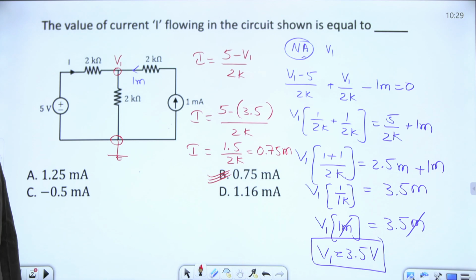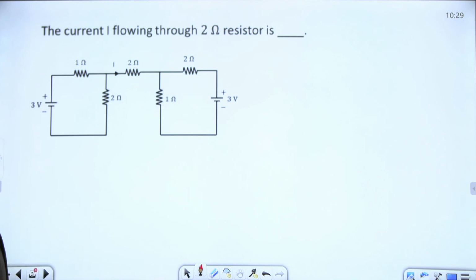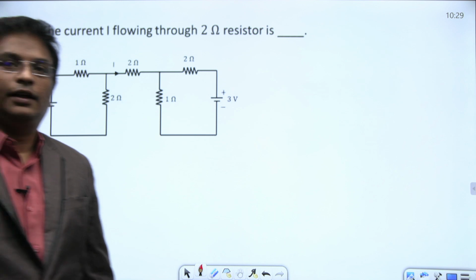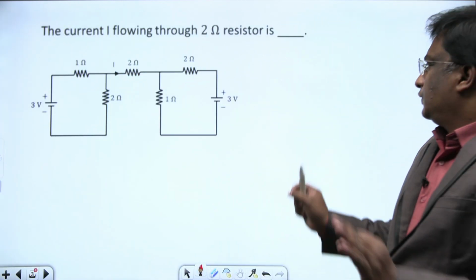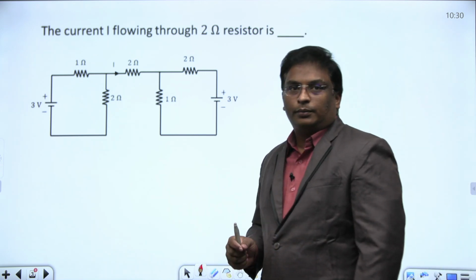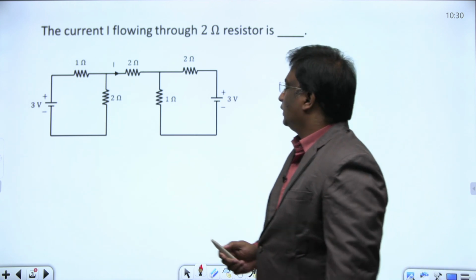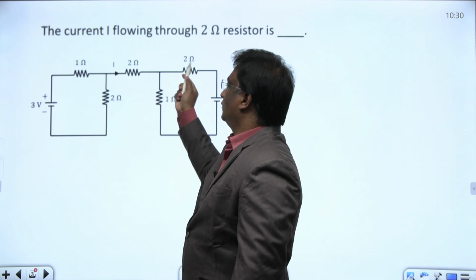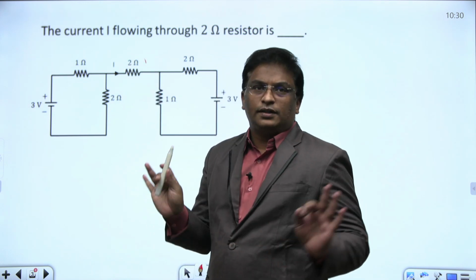Simple question asked recently. Let's move on to the next question. The current I flowing through the 2 ohm resistor is... They are asking what is the current flowing in the 2 ohm resistor. Simple, common sense. No need to put pen on the paper also. We can write the answer directly. This is the 2 ohm resistor, and this is I.